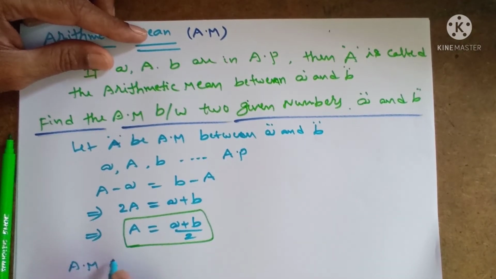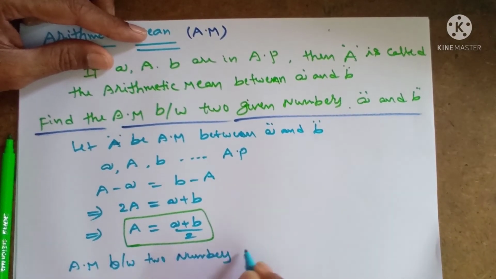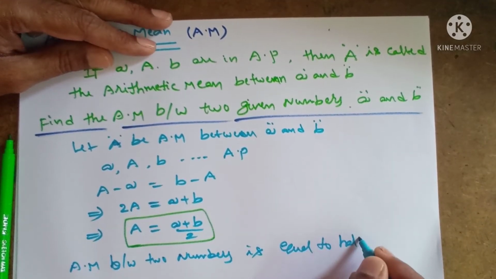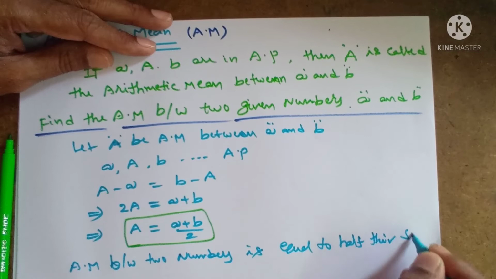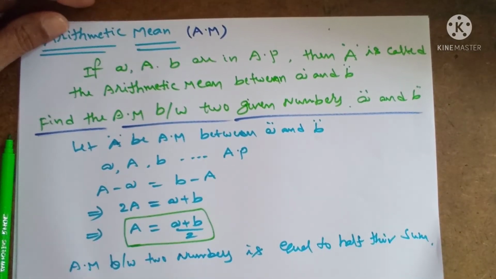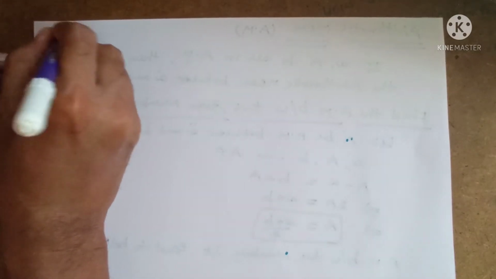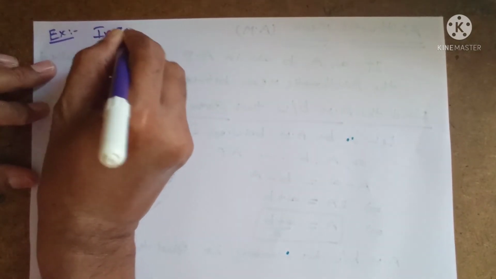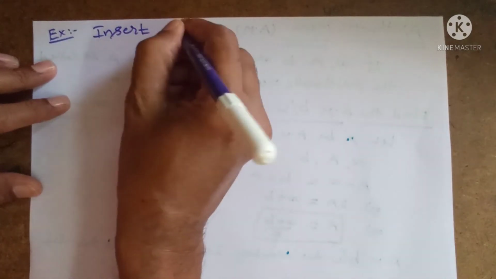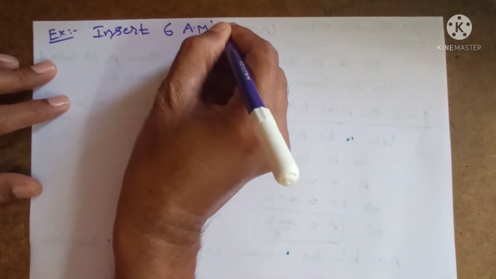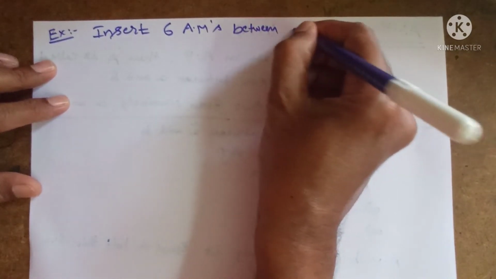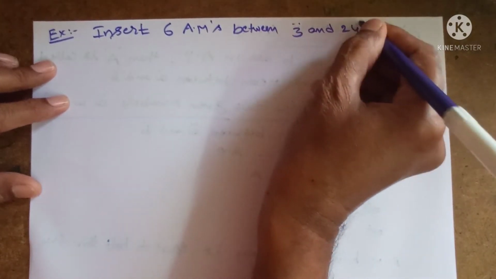Arithmetic mean between two numbers is equal to half their sum. One example: insert 6 AMs between 3 and 24.